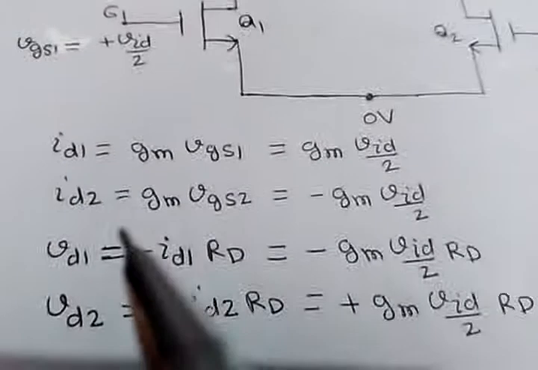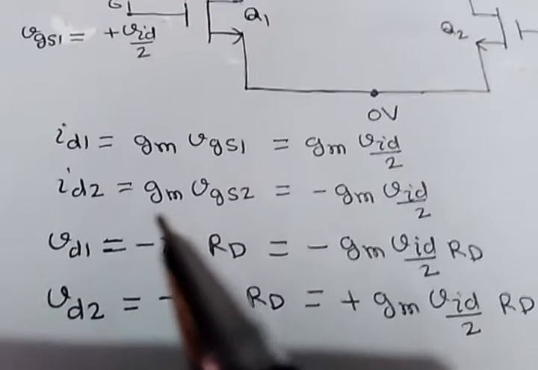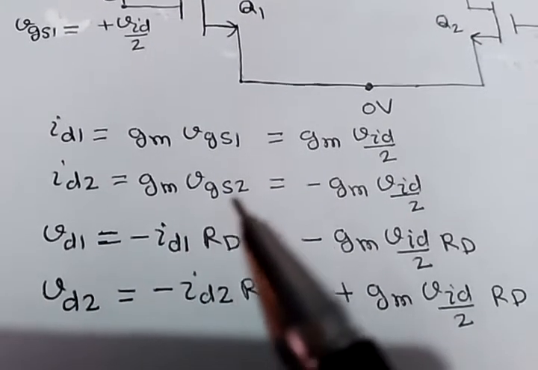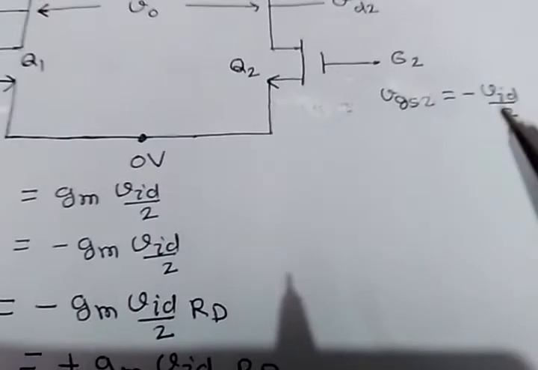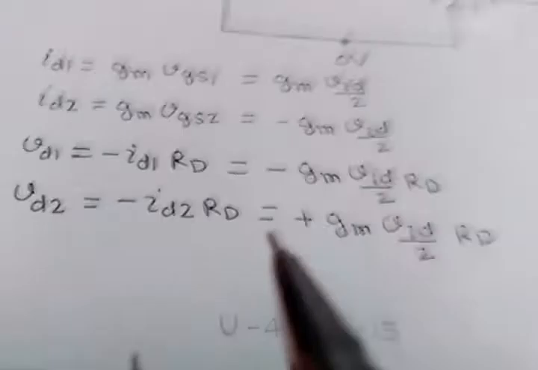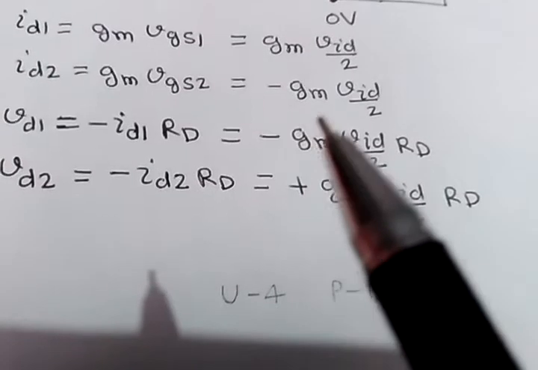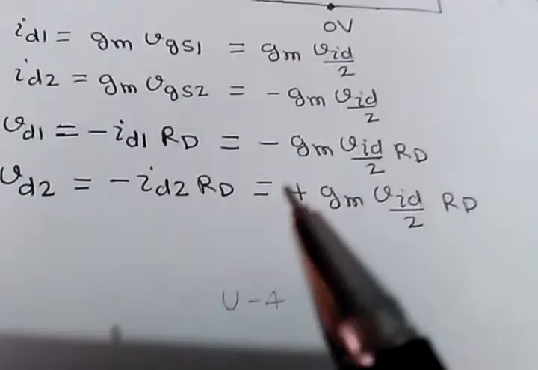Now calculate the drain current of Q2, ID2. It will be gm VGS2. VGS2 is here minus VID by 2. So it will be minus gm VID by 2.